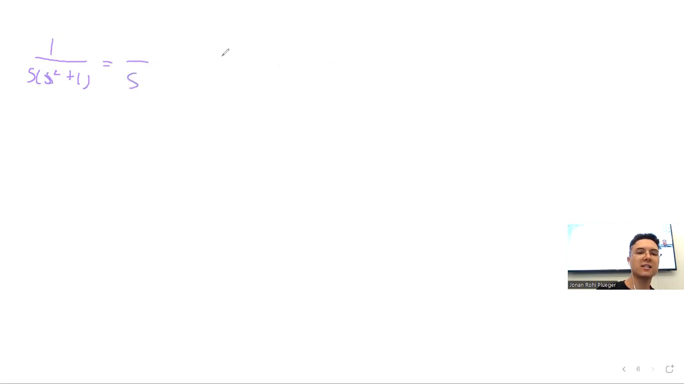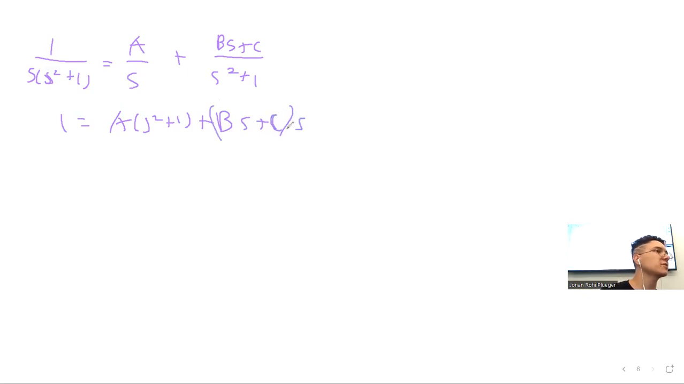We have a term for s and a term for s squared plus 1. We have A over s. And then? B s plus C over s squared plus 1. Great. Okay, so 1 equals A times s squared plus 1, then we have B s plus C times s. What would you suggest we plug in first? Zero. S equals 0 gives us 1 equals A. Look at that. So easy.